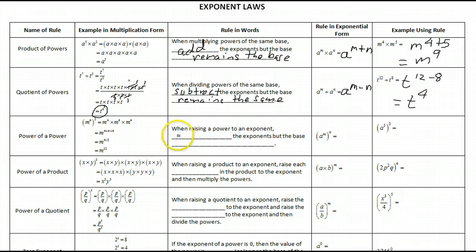When raising a power to an exponent, we multiply the exponents, but the base remains the same. So a to the m, to the n, is a to the power of m times n, right? Little dot here meaning times. a to the 5th cubed is a to the 5 times 3, which is a to the 15th.